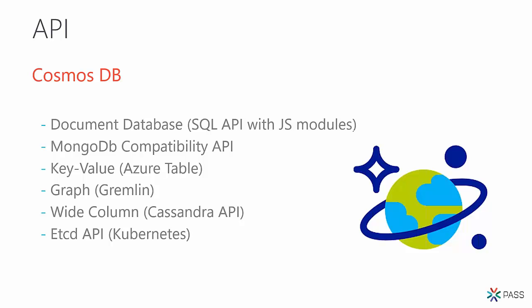Okay. Point being is that Cosmos is a database engine that shows different faces depending on what you're trying to do with your application, right? So you can use it with SQL, you can use it as key value, you can use it as graph, you can use it as a wide column, and so on, right?